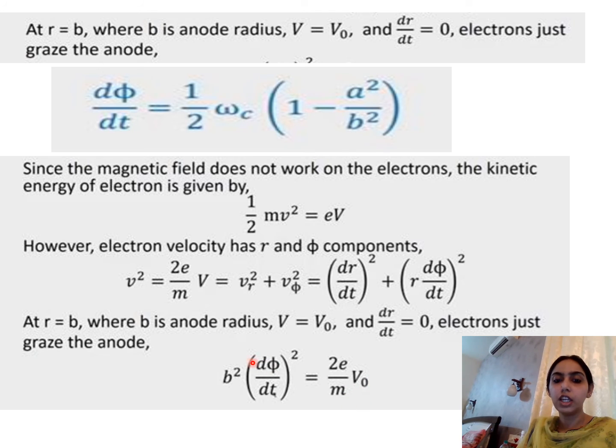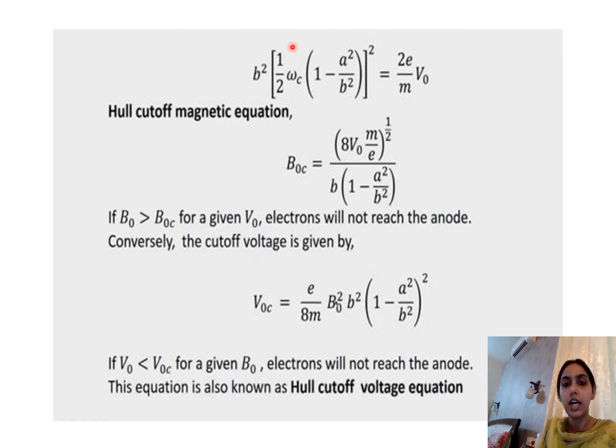Now instead of dφ/dt, we can use this particular expression in the next step, that is half ωc into (1 minus a²/b²). So in the next step we can substitute for dφ/dt to arrive at the Hull cutoff equation. So when r is equal to b, we get the expression as such. When we also consider the cyclotron angular frequency ωc is equal to eB/m, we arrive at the Hull cutoff magnetic equation, that is Boc is equal to such an expression.